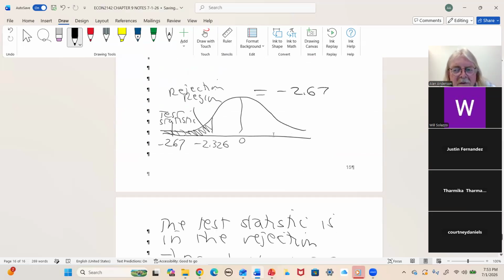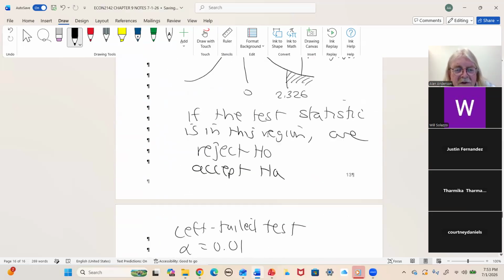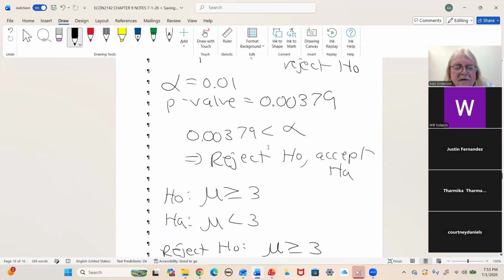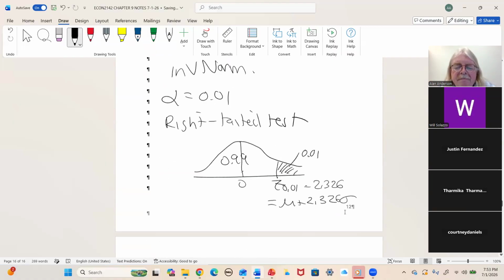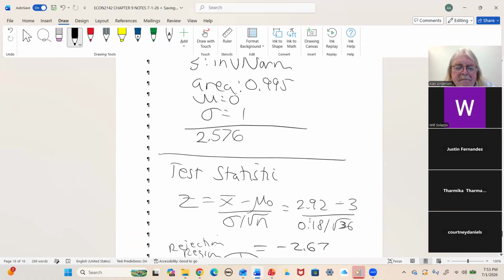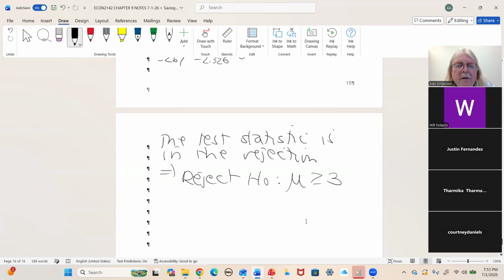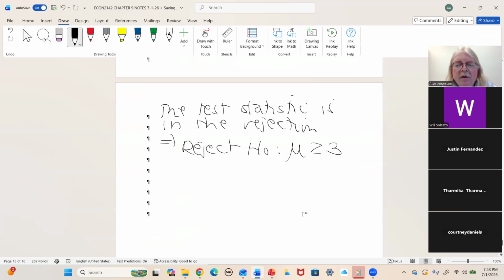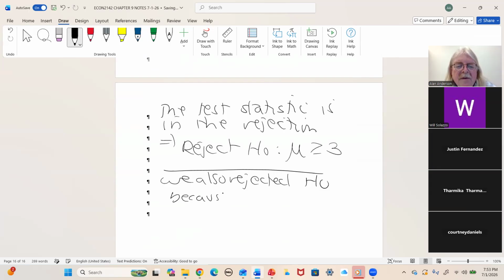All right, remember the null was that the mean was at least 3 pounds, which would have been fine if it was true. Let me go, yeah, there it is. And so we reject the null because the test statistic is in that rejection region. But remember, we also rejected it because our p-value was less than alpha.